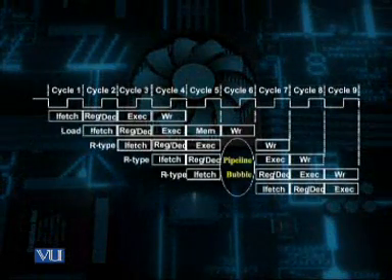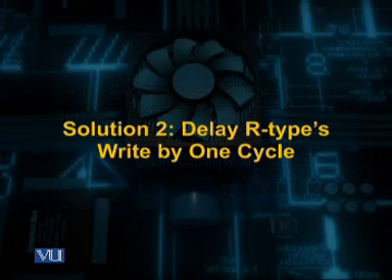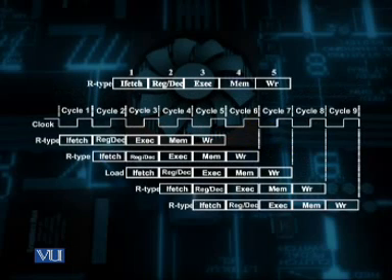The alternative is to delay the write operation for the R-type instruction by one clock cycle. It is shown here in this slide, where instead of introducing a bubble, we are just delaying the write operation for the R-type instructions. So these two solutions are the possible ways to eliminate the structural hazard for the write operation.